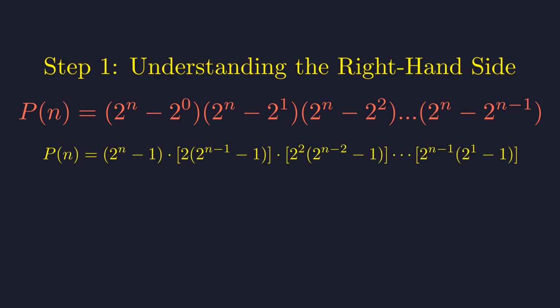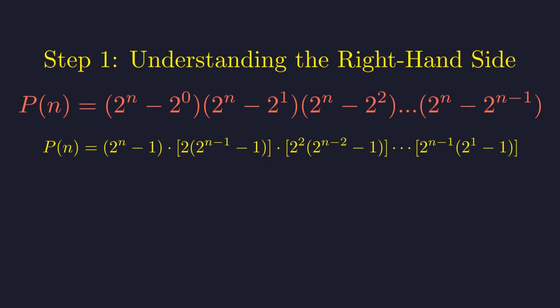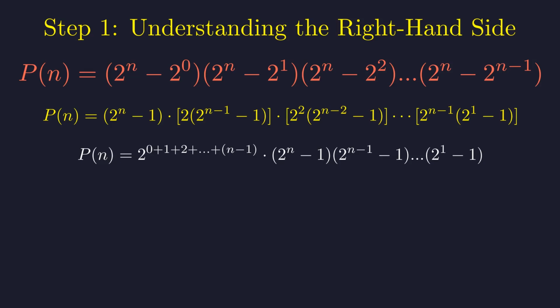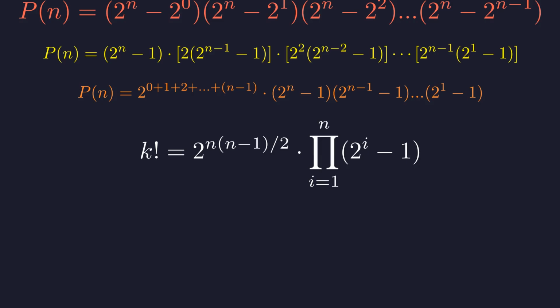Now, let's collect all these extracted powers of 2. By grouping the powers of 2, we see that the total exponent is the sum of the integers from 0 up to n minus 1. This sum is a classic triangular number, which evaluates to n times the quantity n minus 1, all divided by 2. The original equation now simplifies into this much cleaner form. The product of terms like 2 to the power of i minus 1 is simply a reordering. This new structure is the key to solving the problem.